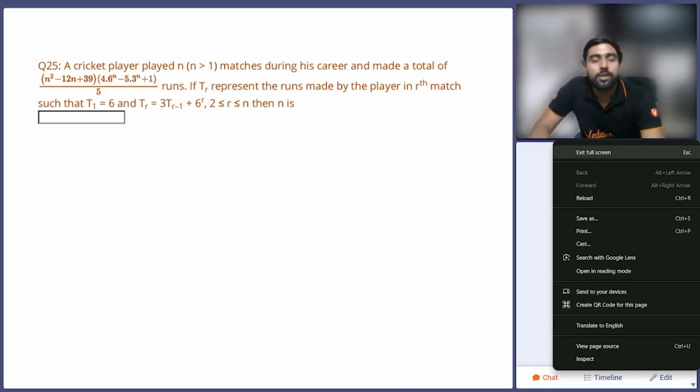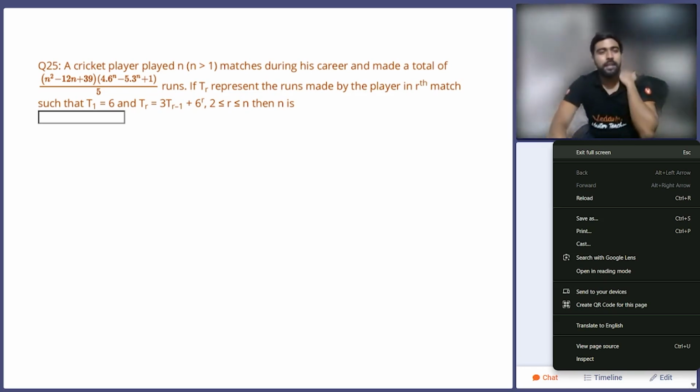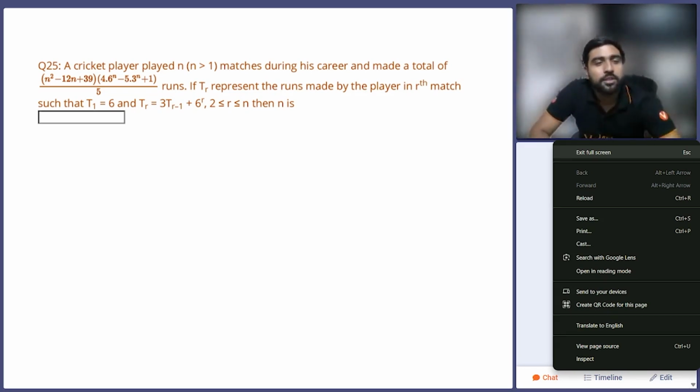What do we have here? A cricket player who has played more than 1 games during his career has made a total of n square minus 12n plus 39 into 4 into 6 power n minus 5 into 3 power n plus 1 runs. If TR represents the runs made by the player in the rth match, okay, you've been told what is the score he has made in the rth match, there's a TR, and you have been told that T1 is equal to 6. What is the value of n? TR is also given to us 3 times TR minus 1 plus 6R.